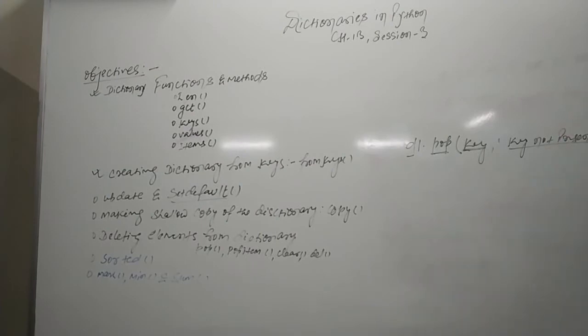And then another method is popitem. Now the popitem method is different from pop. This method basically removes and returns a key value pair from the dictionary.